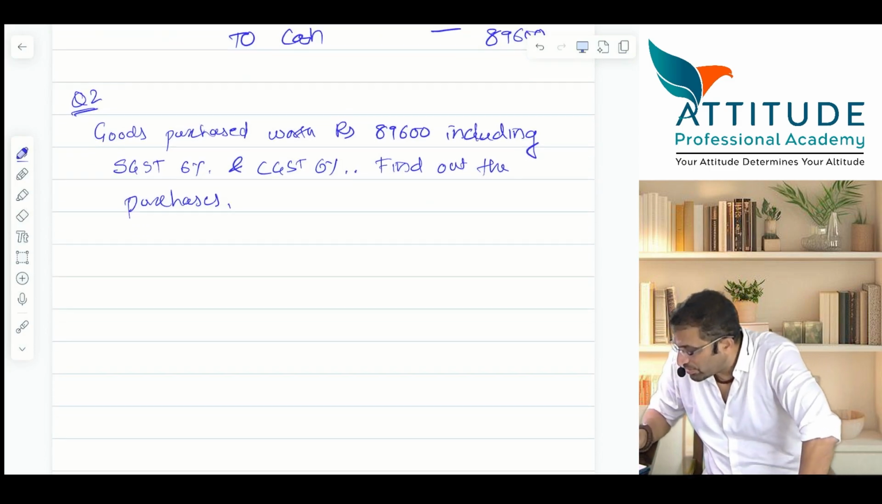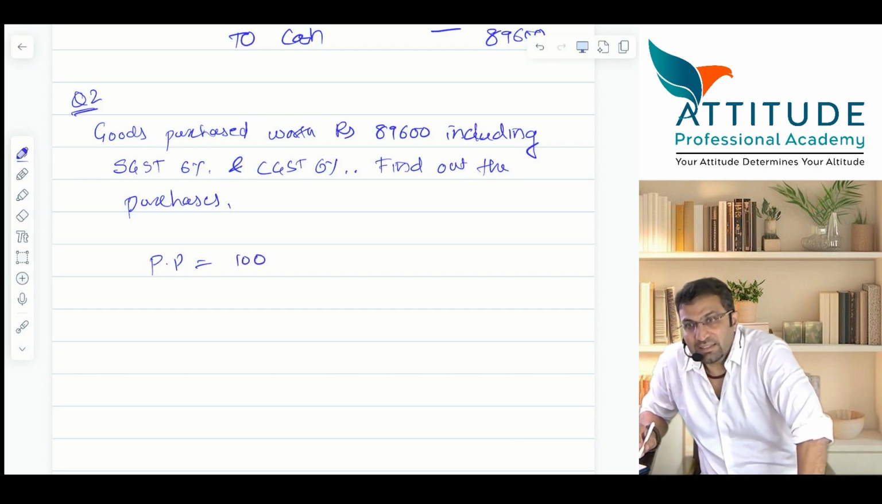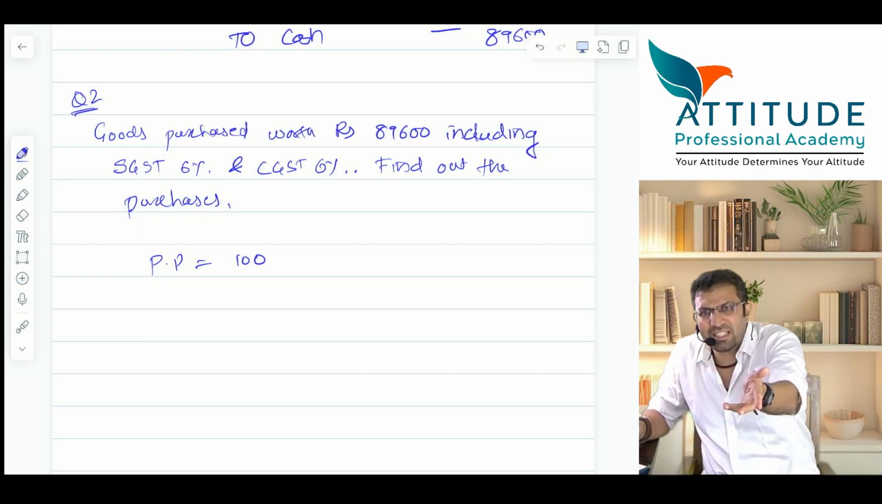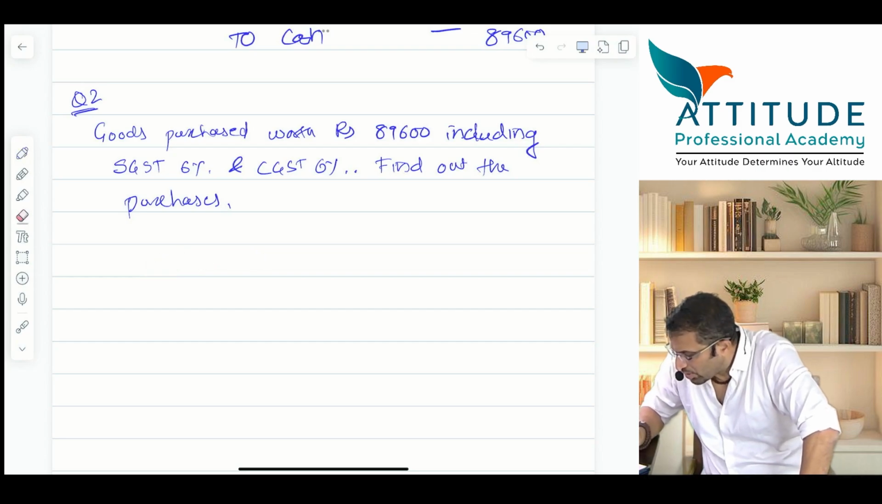Wait a minute, look at this. Let the purchase price be 100. How much is it? 100. For the other person it is PP or SP, for you it is the purchase price. Okay, we'll take cost. Let the cost be 100; this cost could be a selling price or a purchase price.